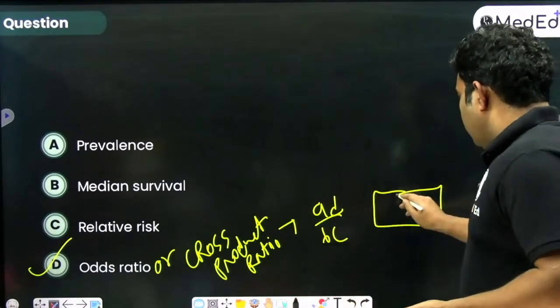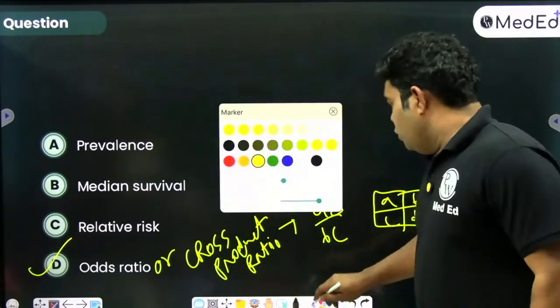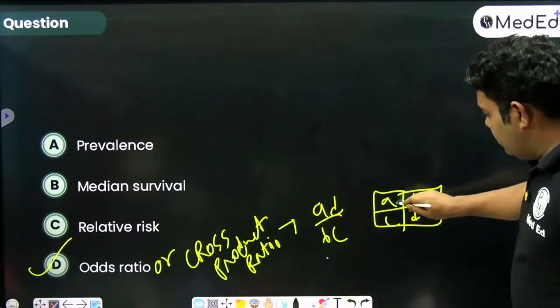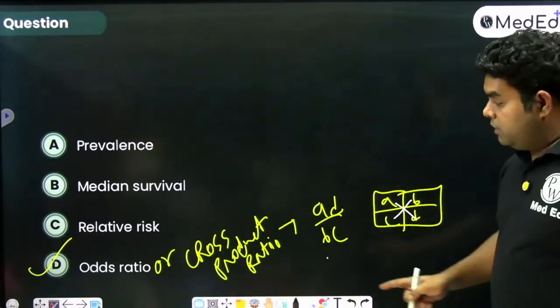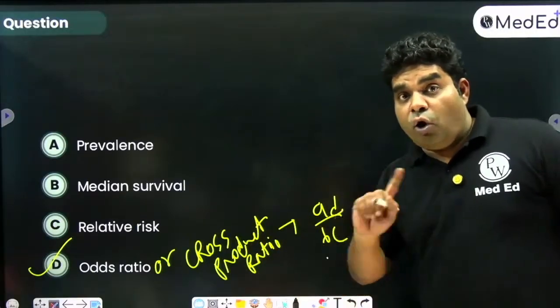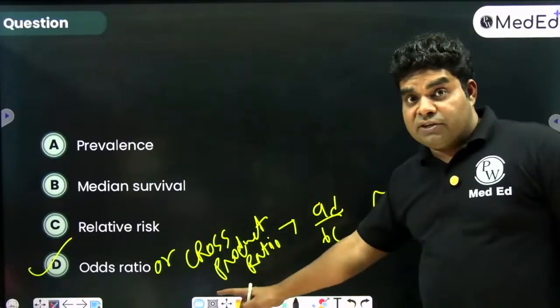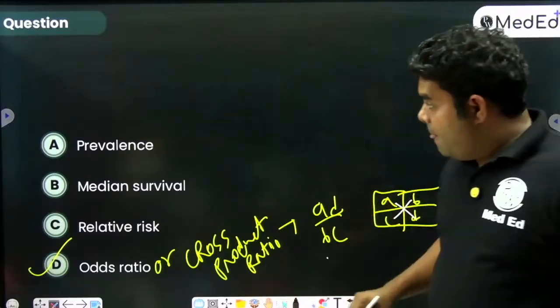Like in a table, if you write A, B, C, D, in cross product ratio or odds ratio, you are multiplying A with D, B with C. Because you are multiplying in a cross way, this is cross product ratio. Remember, cross product ratio is in case control study, not in cohort, not in cross sectional study. Cross product is not in cross sectional, it is in case control.